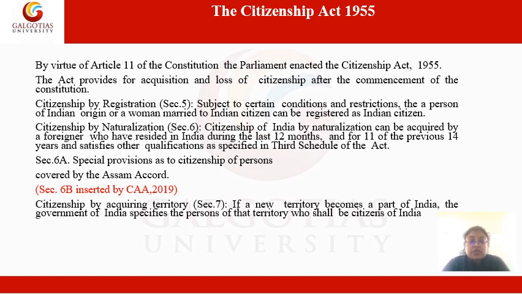So basically, 6B has been inserted by the 2019 amendment to the Citizenship Act. Section 6 basically deals with citizenship by naturalization. Citizenship of India by naturalization can be acquired by a foreigner who has resided in India during the last 12 months and for 11 of the previous 14 years, and satisfied other qualifications as provided in the Third Schedule of the Act.